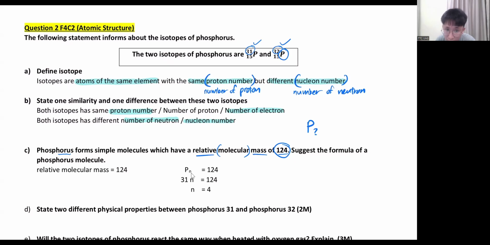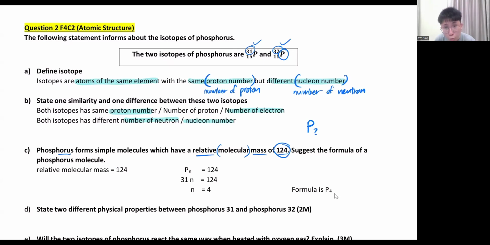So I put P as an unknown. I put Px or maybe Pn like this. Then I take this number equal to your 124. Then I put in your 31. So why 31? Because do you see we got P31? So P31 put in, and you try to find the n, you find your n equals 4. And what does this n equals 4 mean? So if you see that, we can say the formula is P4.